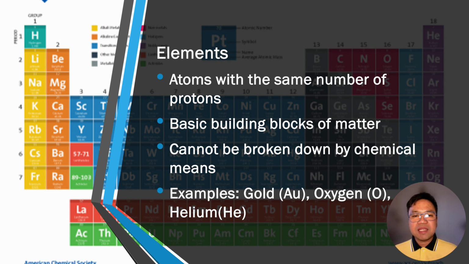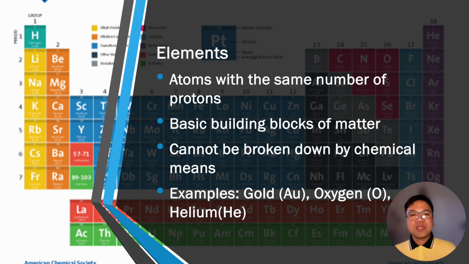This is what makes an element, whether it's gold with its 79 protons, giving its luster and weight, oxygen with 8 protons, essential for life as we know it, or helium with 2 protons, making it the second lightest element and perfect for floating balloons.